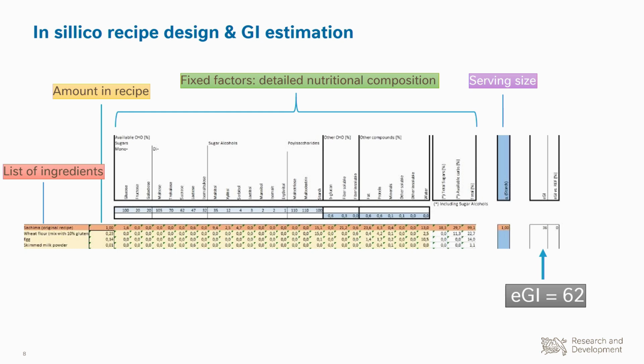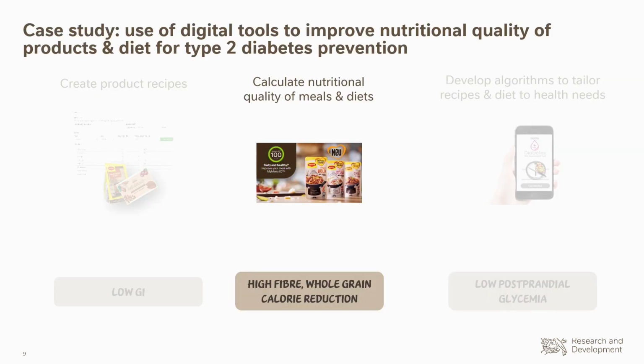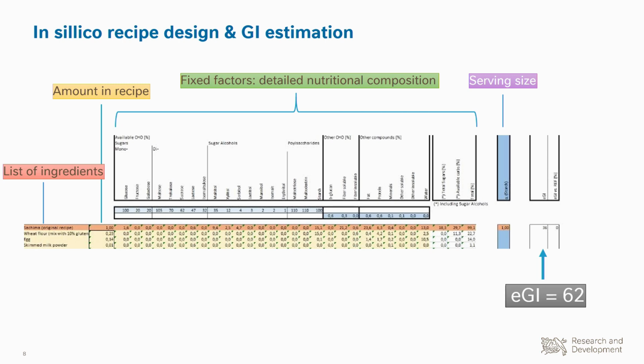So here I would like to show you an example of how this looks. This is not extremely user-friendly, but it is extremely simple. For a product developer, what they would need to do is to enter here the ingredients that have been characterized, and the amount in a recipe. All of that are the fixed factors to characterize all the different sugars, carbohydrates, and then the serving size.